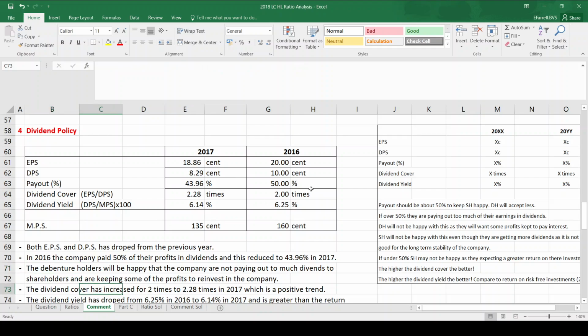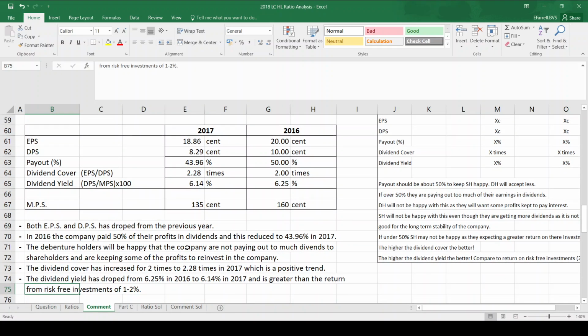The dividend cover has increased from 2 times to 2.28 times, which is a positive trend. So it's gone up slightly. Same as the interest cover, the higher the better. And the dividend yield has dropped slightly from 6.25% to 6.14% in 2017. But again, that's greater than the return you get from risk-free investments of 1 or 2%. So that is our fourth heading looked at, which is the dividend policy. Again, if you draw out the table first, then it's just a matter of commenting on these figures.